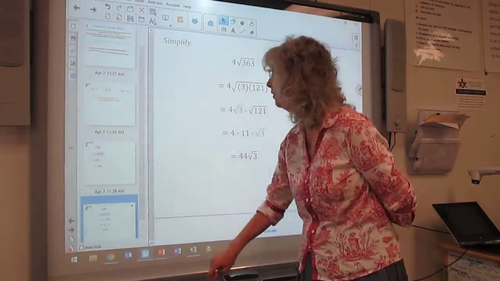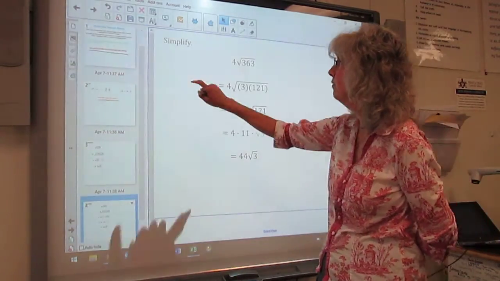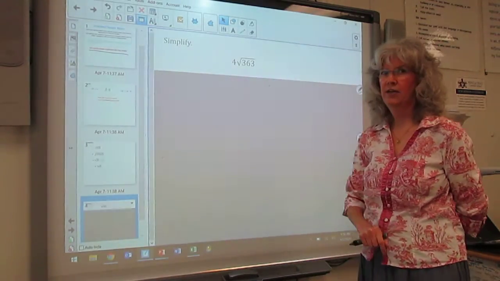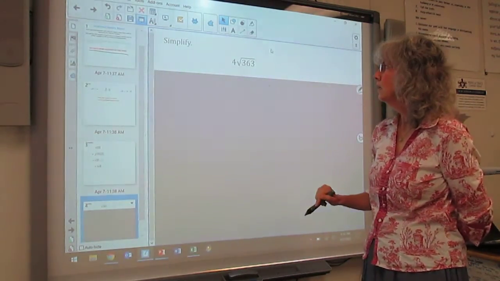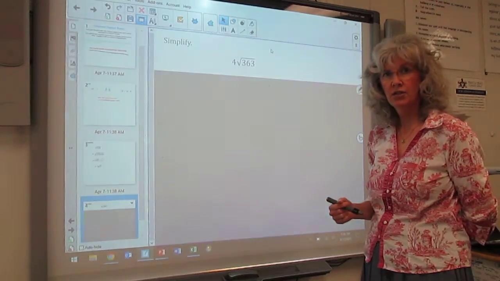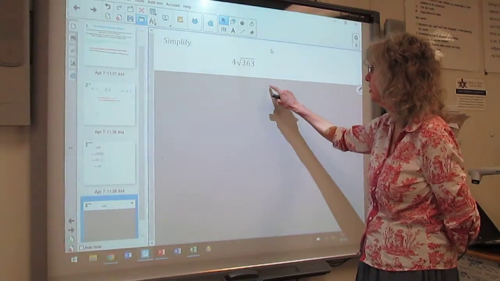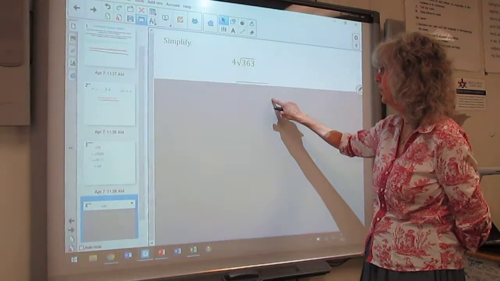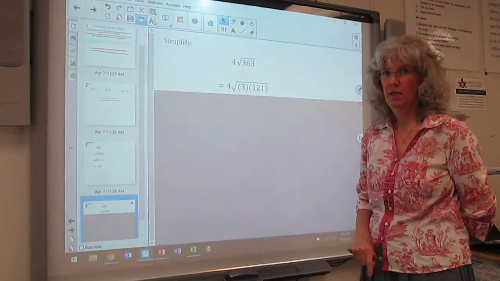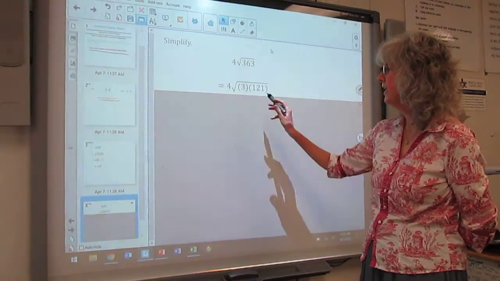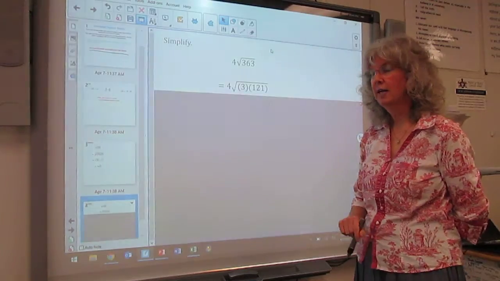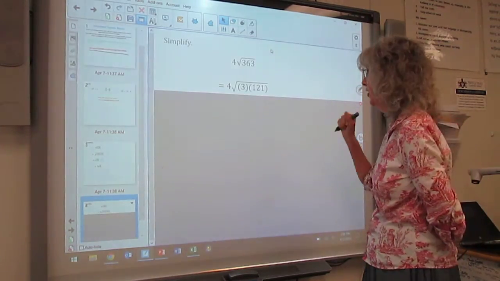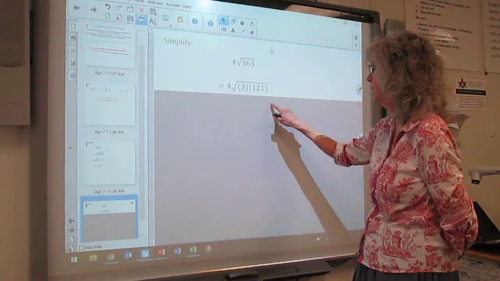Let's try one more. The square root of 363 times 4. Well, that is not a rational number. But 363 has a factor of 3. So 363 can be broken into a product of 3 times 121, and 121 is a perfect square. You need to be able to recognize those perfect squares.